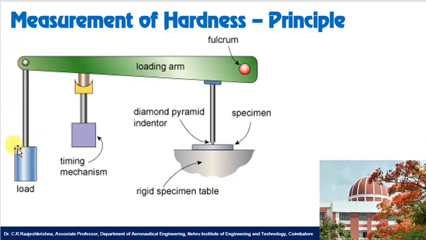Once you add the load here, what happens? This load will pull this lever down. Here you have the timing mechanism, and here you have the fulcrum. Due to this fixed moment and also the load acting here, this indenter will apply a definite load on the workpiece or the specimen. The impression or indentation is formed on the surface. After some time, you release the load, and the indenter goes back to the original position.